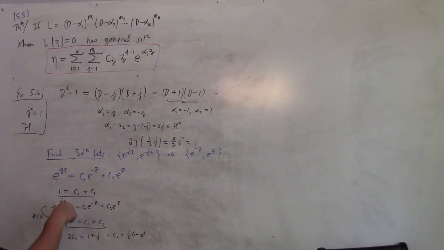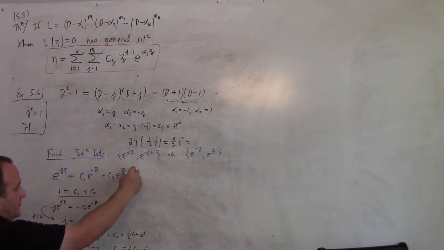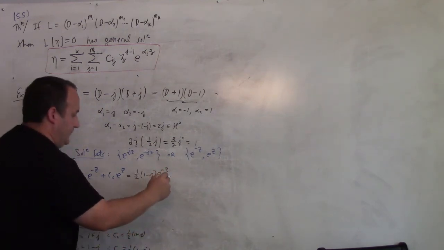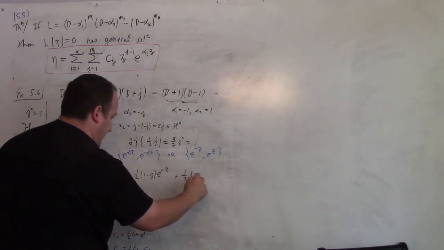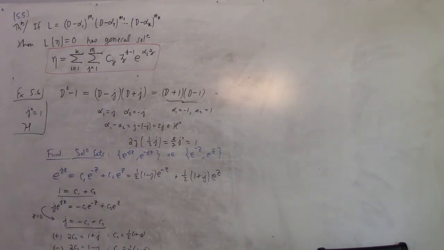And so to subtract them, right? We get 2C1 is 1 minus j. C1 is 1/2 (1 minus j). So apparently this is equal to 1/2 (1 minus j) e to the minus z plus 1/2 (1 plus j) e to the z. So this is the kind of calculation I haven't shown. A short calculation will reveal that; that's the kind of short calculation you could do to find those things.